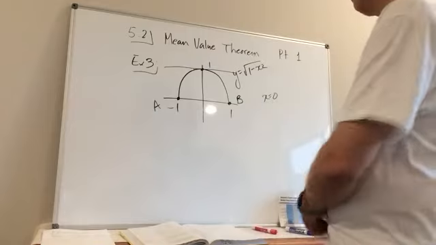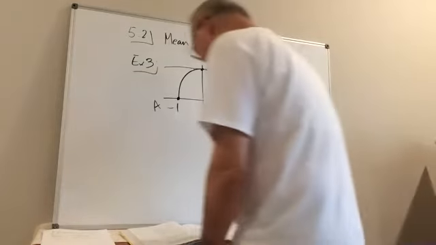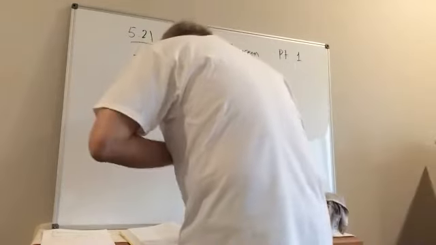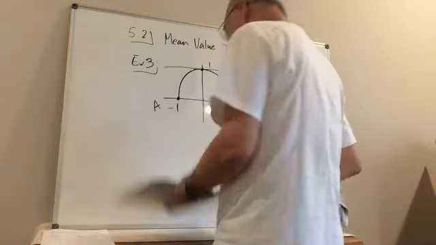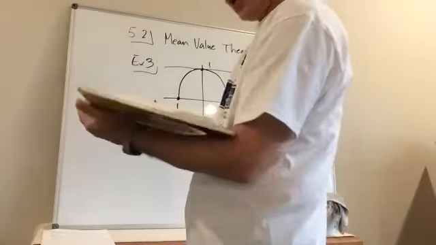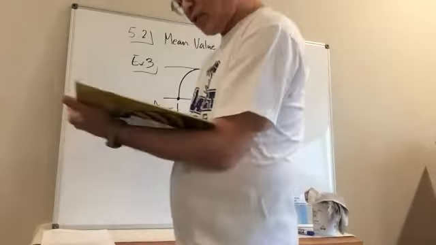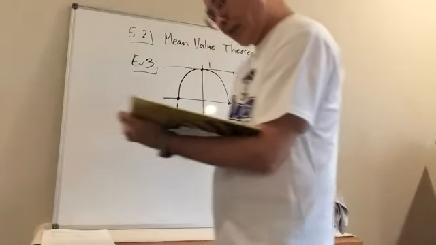Okay, that was pretty simple. Okay, let's move on. It says the physical interpretation. So example number 4, it says interpreting the mean value theorem.